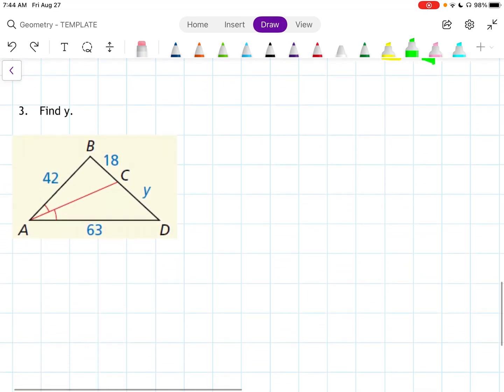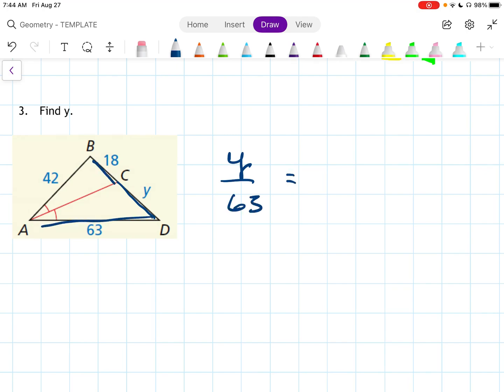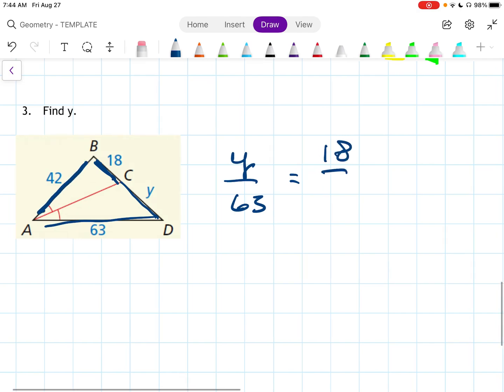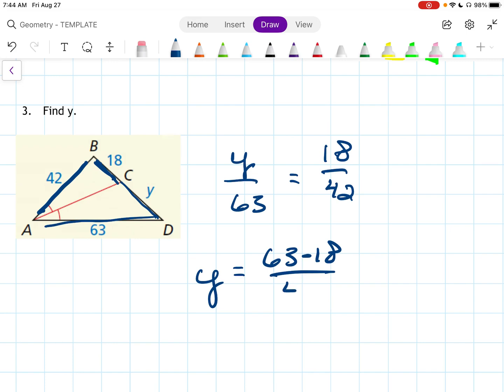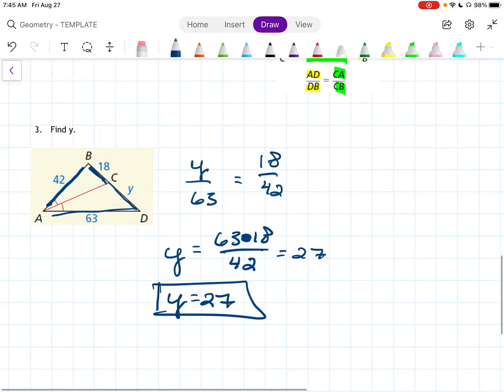Let's look at number 3. So I want to find Y. I want to be able to put Y on top. Y is the right cut, so I'm going to put it over the right side, 63. Then I'm going to go to the left cut, 18, over the left side, 42. I multiply both sides by 63 to get Y equals 63 times 18 over 42. And I'm going to type that in, 63 times 18 divided by 42, and I got 27. That's supposed to be a multiplication sign. 27. So Y equals 27. All right, there we are.